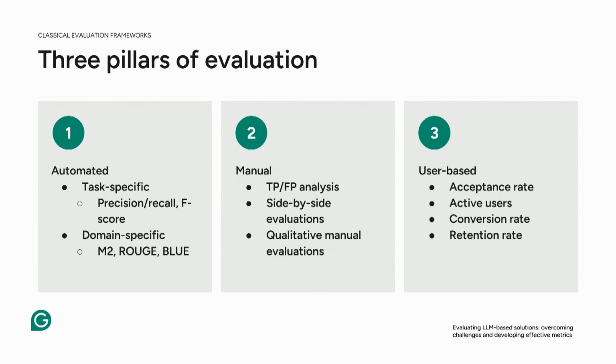These metrics can be broken down into roughly three categories: automated, manual, and user-based. Each of them is illustrated on this slide with a few examples. In fact, there are a lot of metrics, but we can just take a look at some of them. Precision, recall, and F-score are something that you can measure automatically, right? There are also some domain-specific metrics, let's say ROUGE or BLEU.